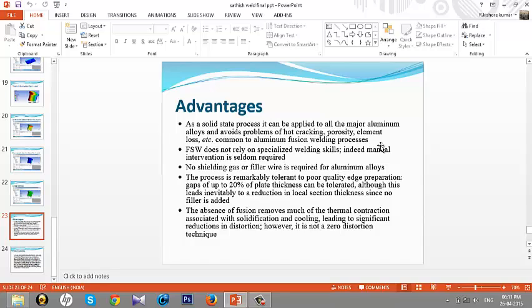Friction stir welding does not require specific welding skills or manual interventions. No shielding gas or filler wires are required for aluminum alloy. The absence of fusion removes much of the thermal contraction associated with solidification and cooling, leading to significant reduction in distortion. However, it is not a zero distortion technique.